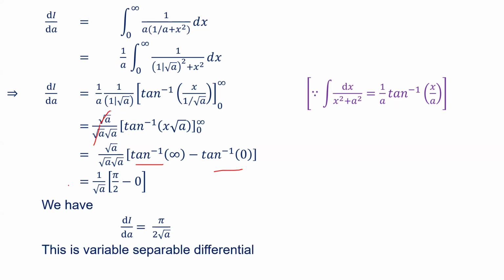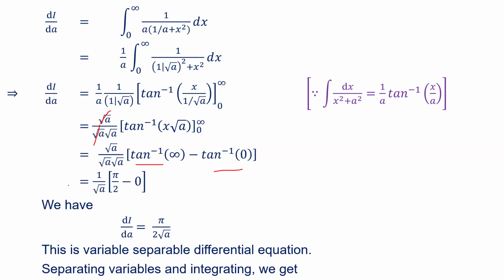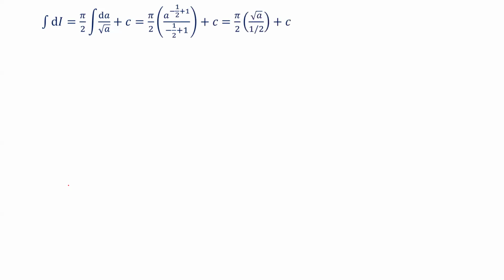This is a variable separable differential equation, so we can separate the variables and integrate it. So separating variables and integrating, we get integration of dI is equal to pi by 2 integration of dA upon root a plus c.